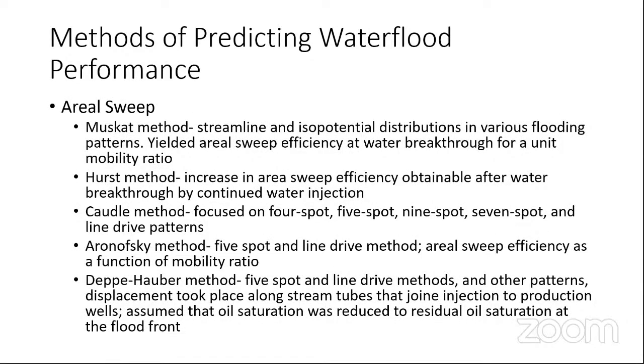For aerial sweep, you have the Muskat method. The streamline and isopotential distributions and various flooding patterns yielded aerial sweep efficiency at water breakthrough for a unit mobility ratio. You have the Hurst method, which is an increase in area sweep efficiency obtainable after water breakthrough by continued water injection. You have the Caudle method, which is focused on 4-spot, 5-spot, 9-spot, 7-spot, and line drive patterns. You have the Aronofsky method, which is a 5-spot and line drive method, and then aerial sweep efficiency as a function of mobility ratio.